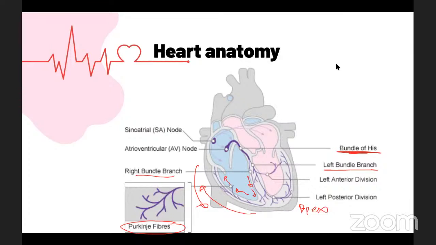Okay, so let me just explain why. Let's say this part contracts, okay? If this part contracts, what happens to the blood? It'll go down and then it'll accumulate at the bottom. We don't want that. Why would we want it to accumulate at the bottom? You guys remember in the anatomy, the pulmonary artery was at the top. So we want it to contract from the bottom to the top to get the blood going upwards into the pulmonary artery. Okay, that's it with the anatomy.